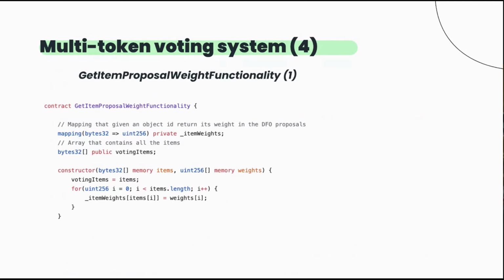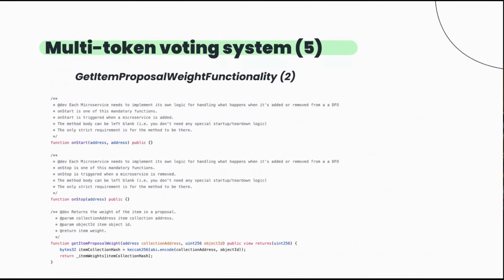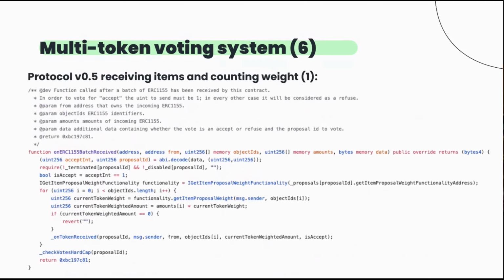The get item proposal weight functionality, we can see here some part of the smart contract of the new functionality. So we have here the classic on start, on stop methods, and then we have the get item proposal weight. This function is very important because we pass as input the collection address and the object ID, and the function returns the weight of that specific item inside the ECO, so inside the voting system, basically.